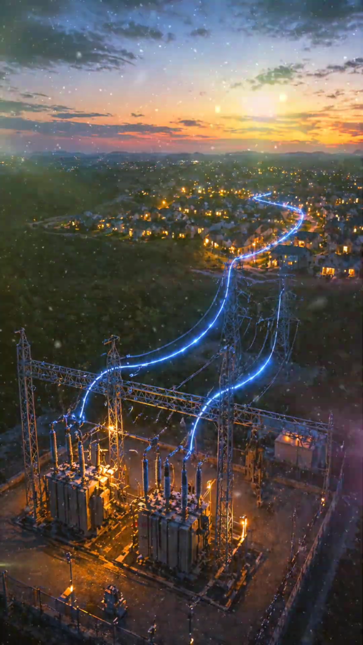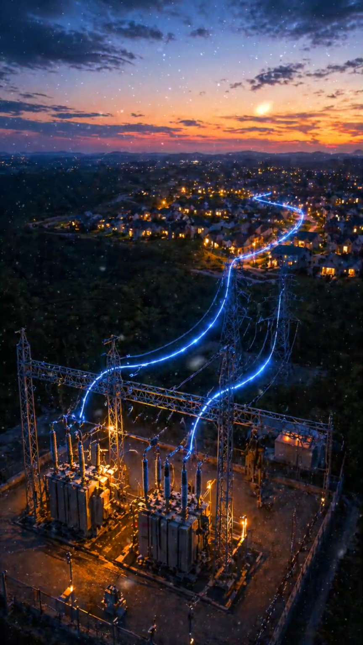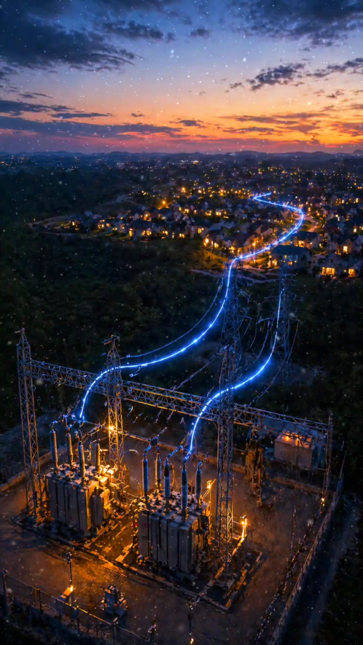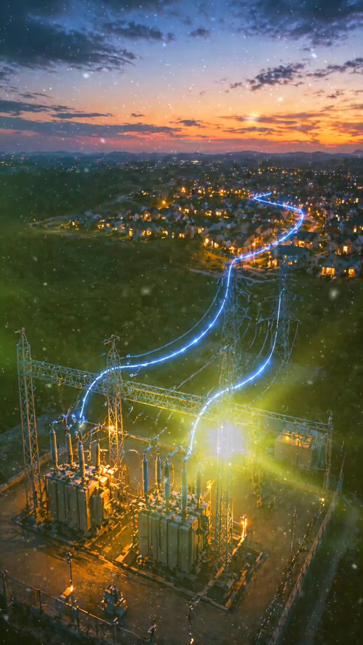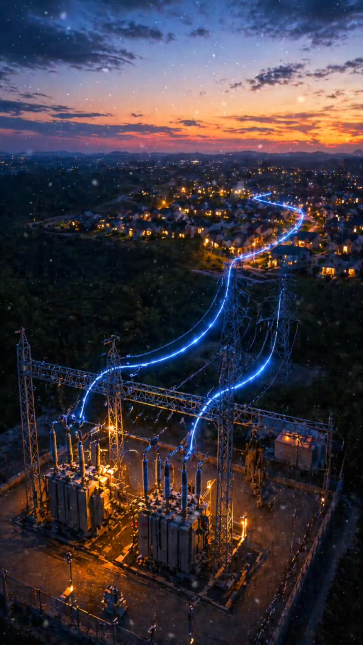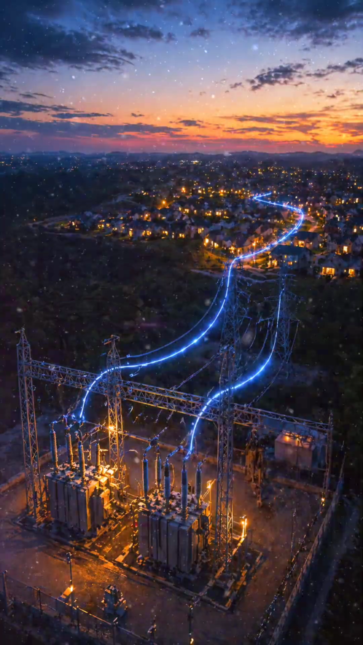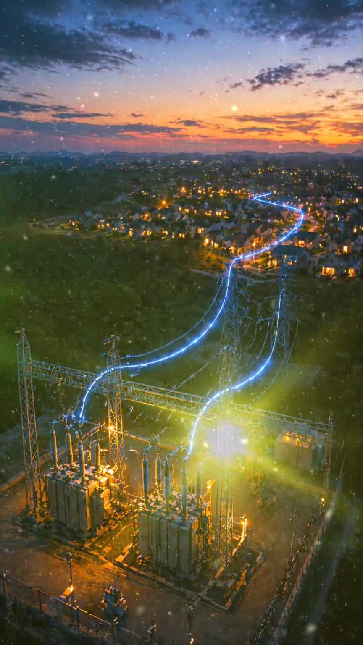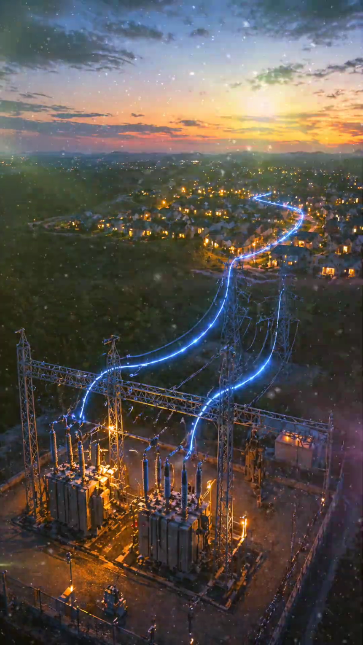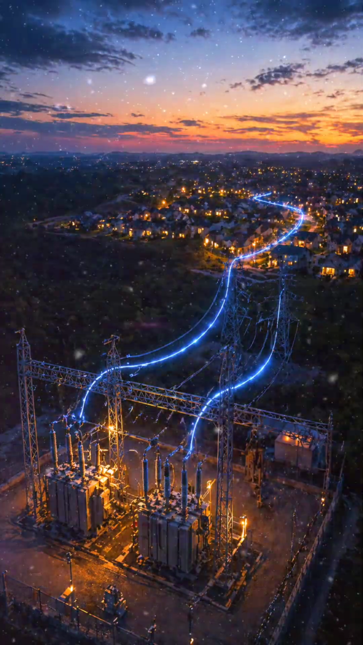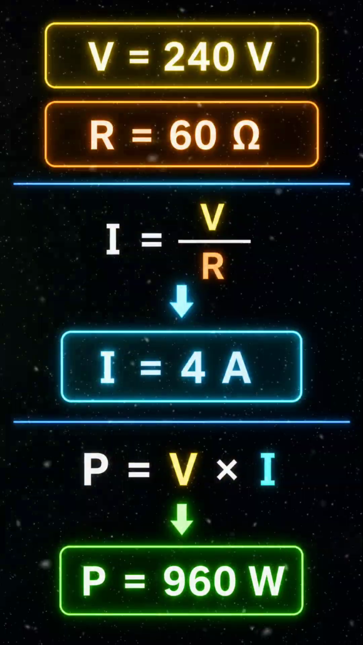Now let us look at a real-world example. Look at this electrical substation. This substation supplies power to an entire residential area. The outgoing feeder line has a resistance of 60 ohms. The supply voltage is 240 volts. Now the question is, how much current flows through this feeder line? We will solve this using Ohm's law in the very next step.